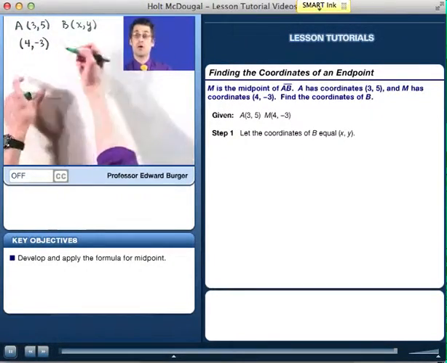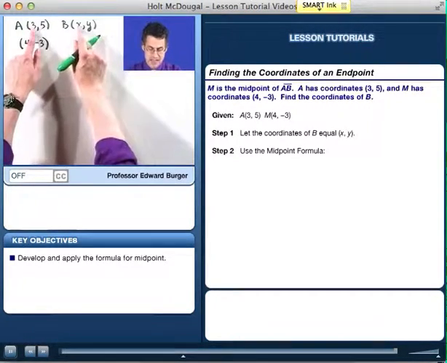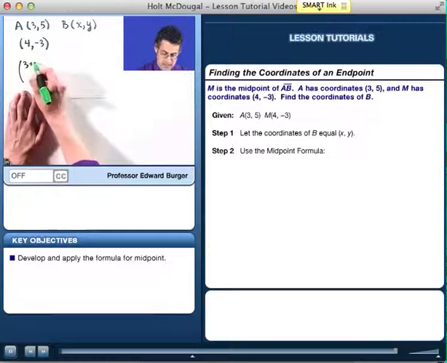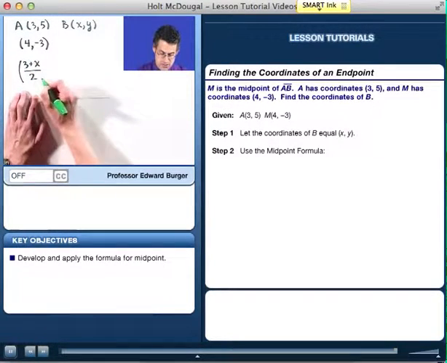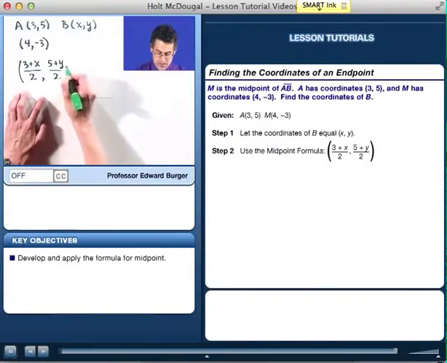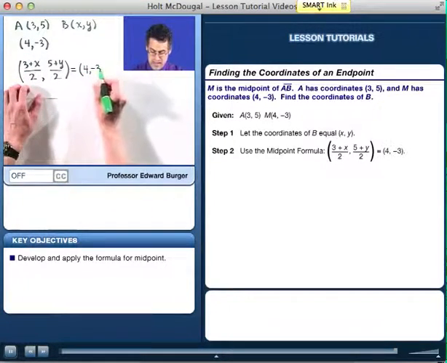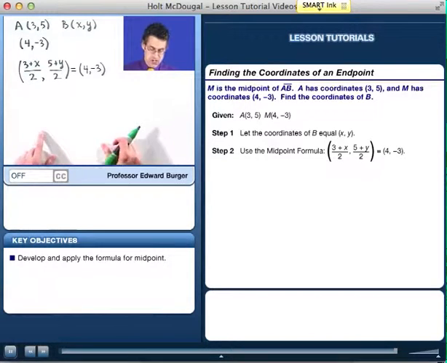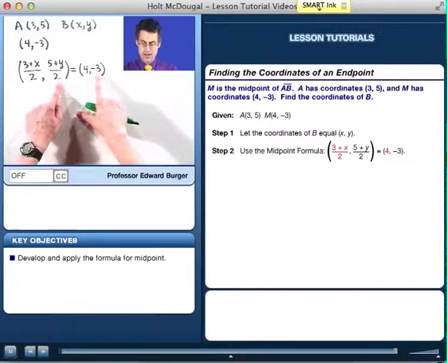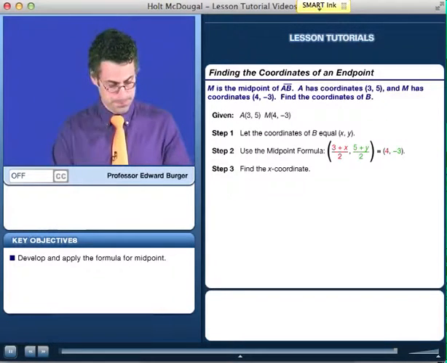I know the midpoint formula, which tells me that if I average the x values and average the y values, that has to equal this. So therefore, (3 plus x) all divided by 2, (5 plus y) all divided by 2 has to equal the midpoint, which is told to us to be (4, -3). So in fact, here we get two equations. This coordinate equals that, and this coordinate equals this. And so we can solve each, one for x and one for y. Let's try to do that really quickly here.